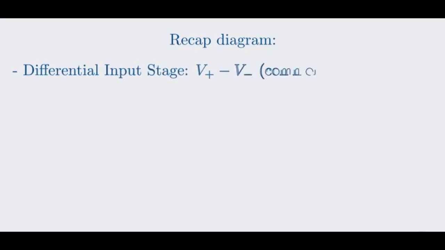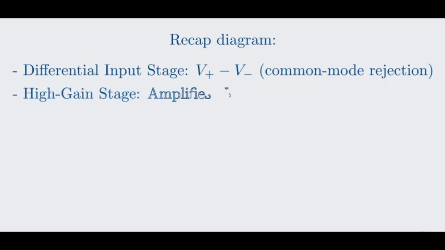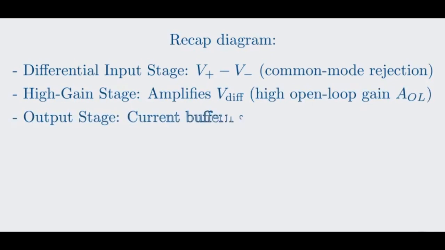So, we've taken a deep dive into the internal structure of an op-amp. Let's quickly recap what we've learned. We started with the ideal op-amp model, learning its key rules, infinite input impedance, and the virtual short concept. We then dissected the op-amp into its three core stages. The differential input stage subtracts the two input signals and provides common mode rejection. The high gain stage multiplies this difference by a huge factor. And the output stage provides current buffering to drive external loads. Finally, we saw how a compensation capacitor ensures stability.